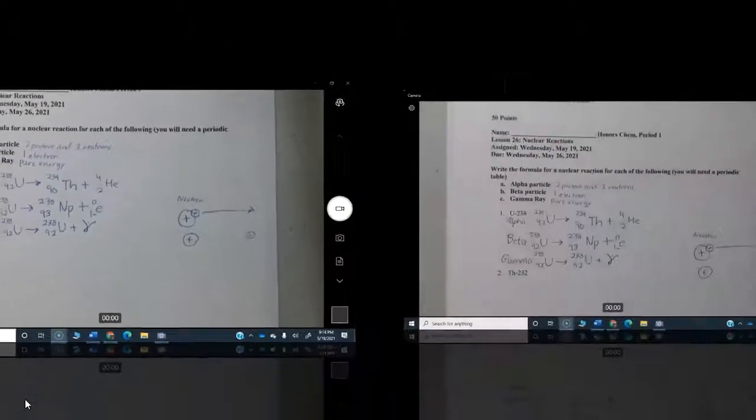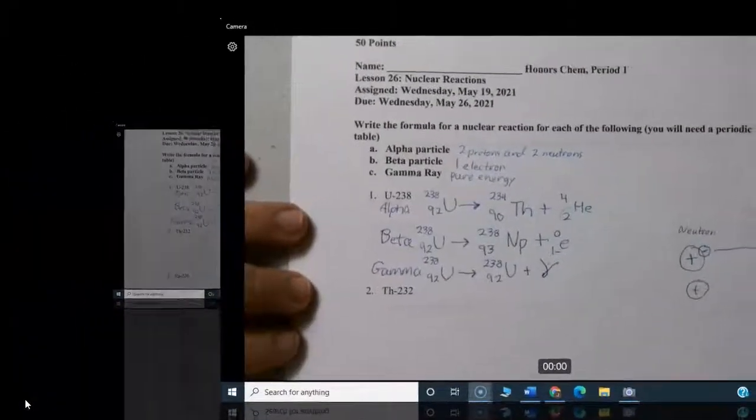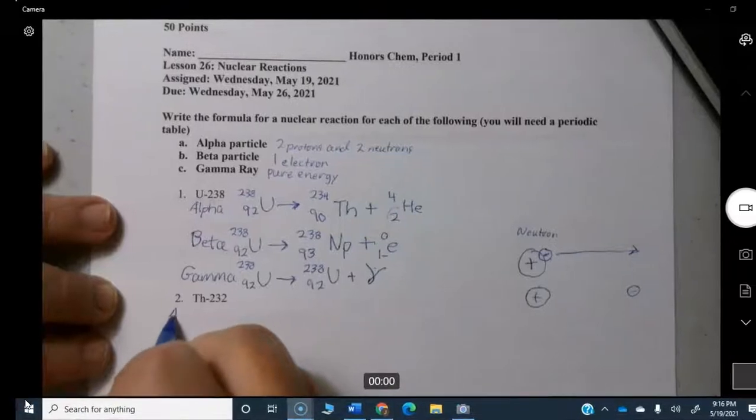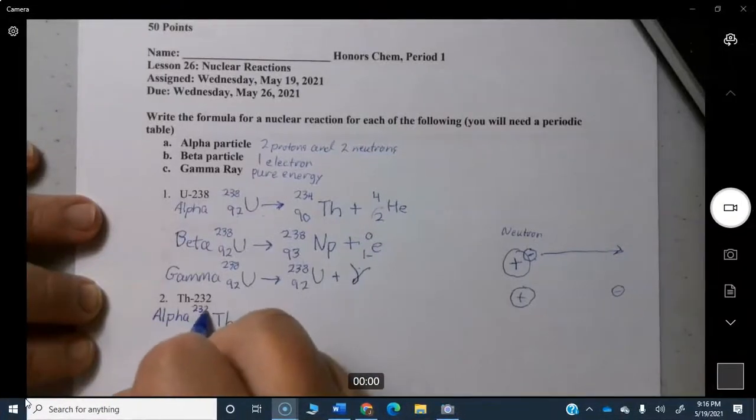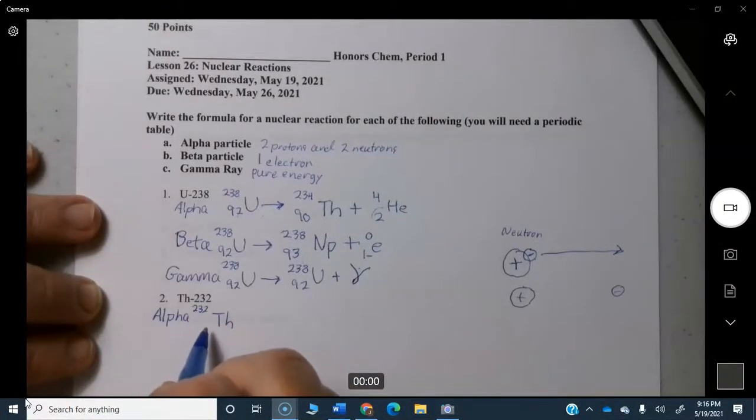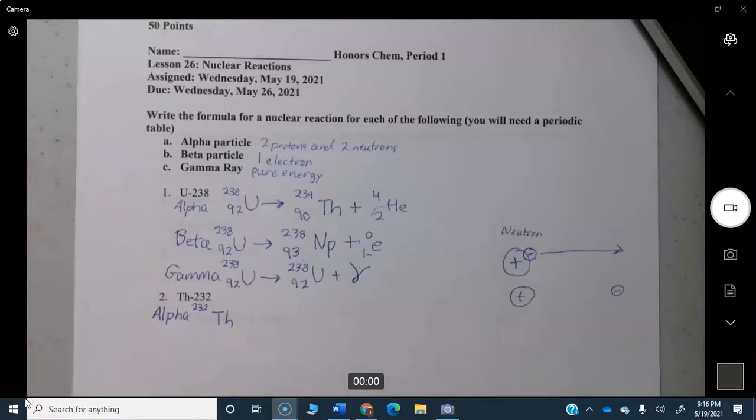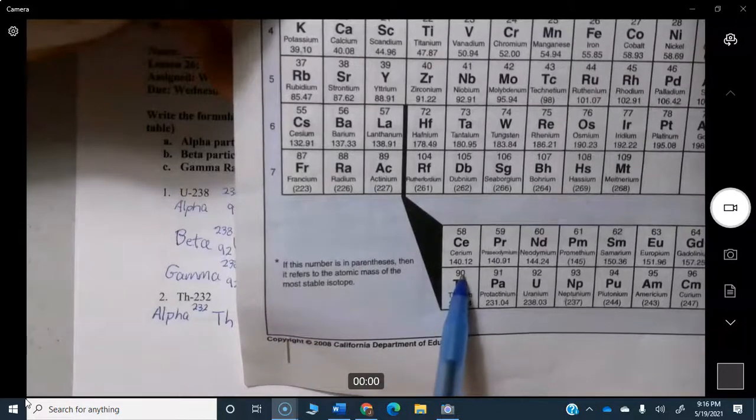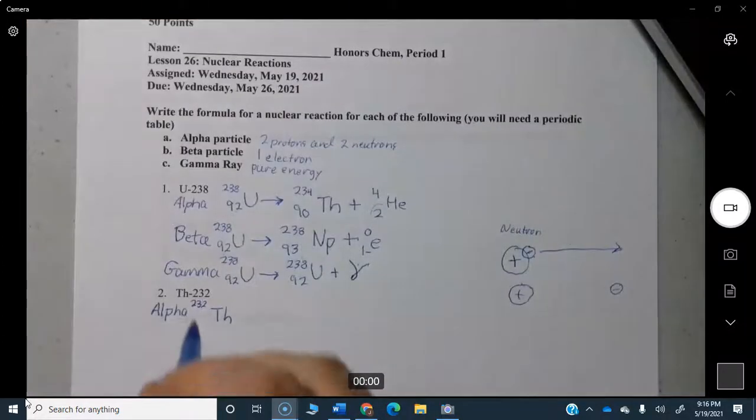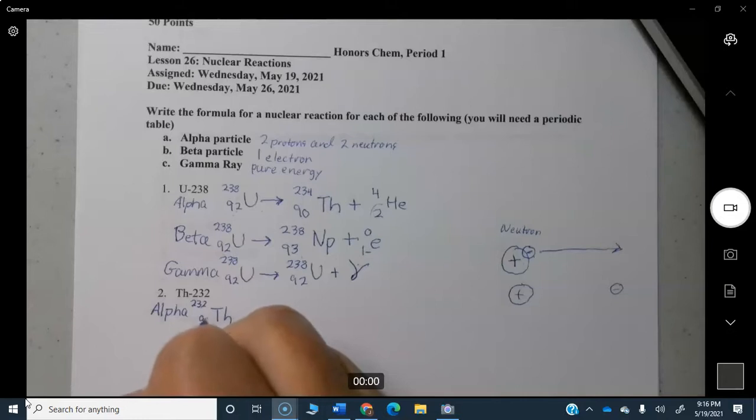Okay, let's go on now. Let's go to thorium-232. So we're going to start with alpha. It has 232 protons plus neutrons. And when we come over here, we looked up this one before. Thorium is number 90. Its atomic number is 90. So we're going to write that here.